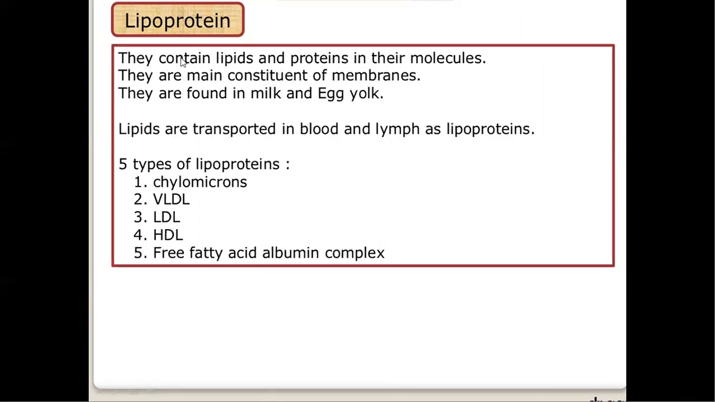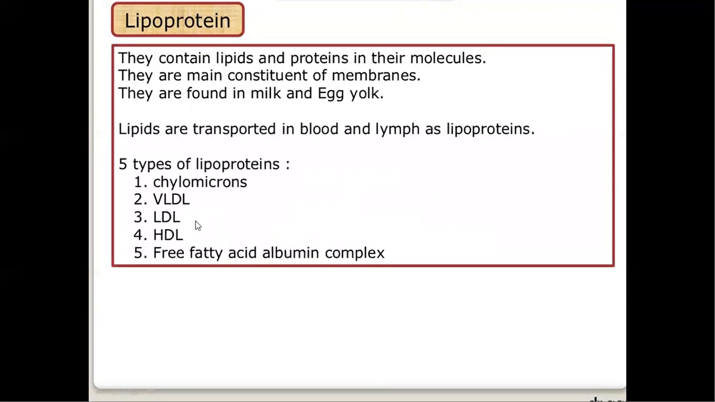And this is also a main constituent in cell membranes, and is found in milk and egg yolk. So these are the sources of lipoprotein. And this lipoprotein can be divided into 5 important types: chylomicrons, VLDL (very low density lipids), LDL (low density lipids), HDL (high density lipids), and fatty acid albumin complex.